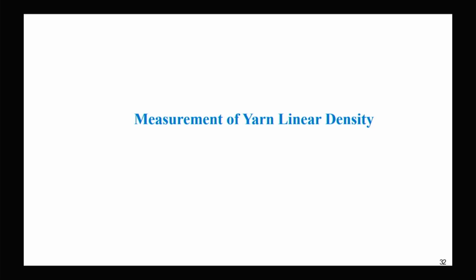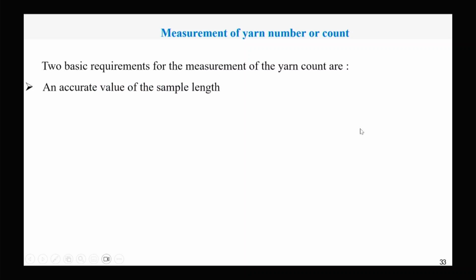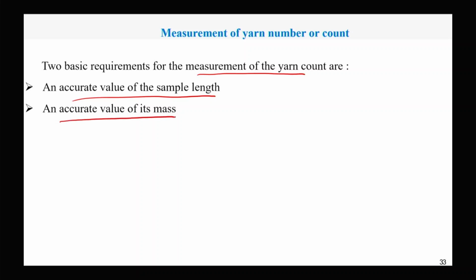Now the yarn linear density measuring principles. There are various methods available. We will not go into details of all these methods; we'll see the two basic methods. One is measurement of the yarn sample: an accurate value of the sample length and an accurate value of the mass. From these we can calculate the yarn linear density.